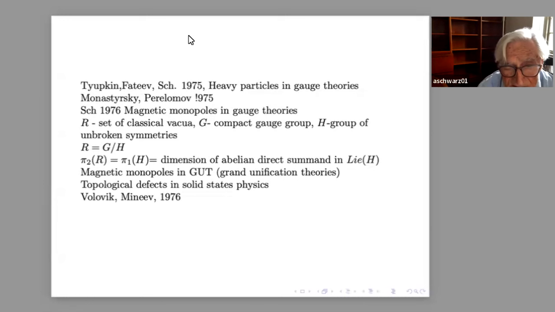As I said, this discovery of topologically non-trivial particles in gauge theory led to the discovery of topological defects in solid-state physics. And the first paper in this direction was written by Volovik and Mineev. But later, it was understood that topological defects in solid-state physics are very common, that you can have point-like and string-like defects.